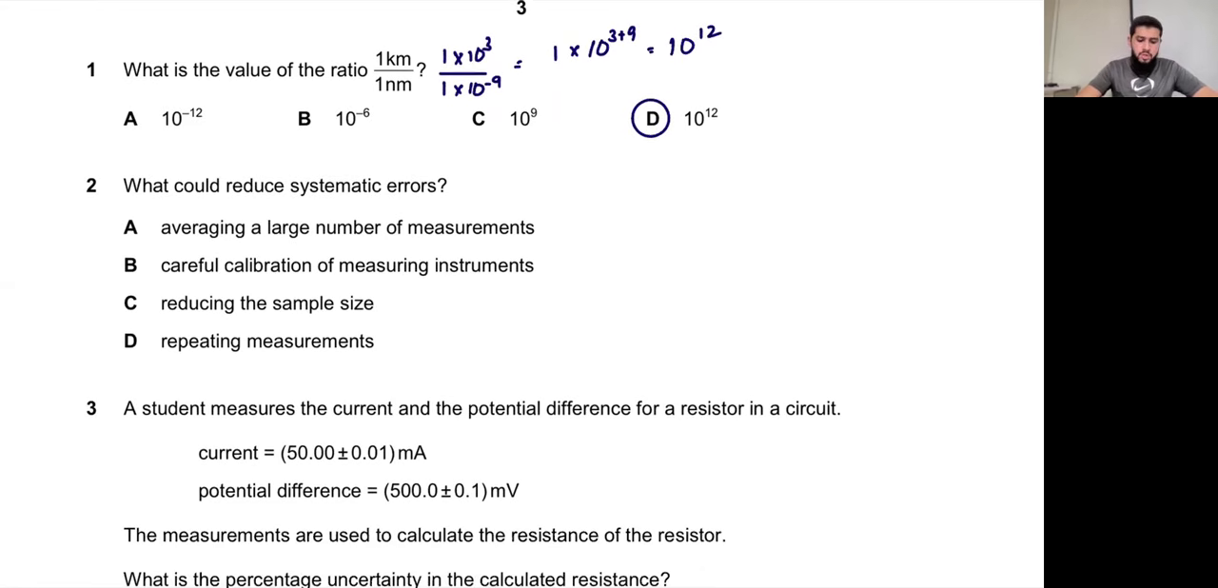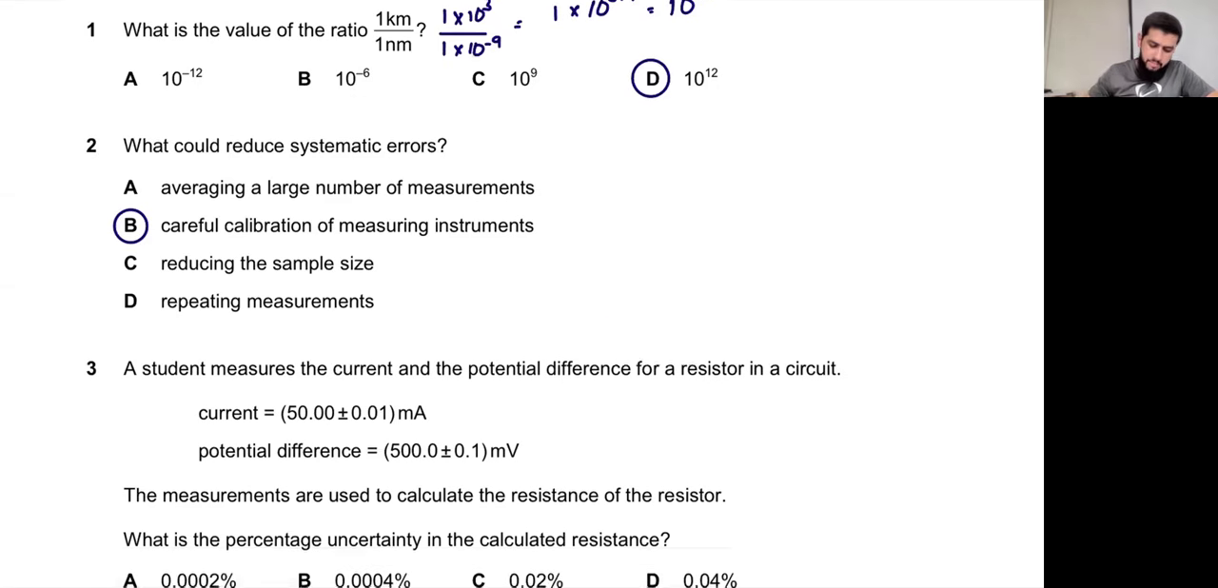Question 2 says, what could reduce systematic errors? Averaging a large number of measurements reduces random errors and not systematic errors. Careful calibration of measuring instruments, that is right. Calibration से systematic errors कम हो जाते हैं. Systematic errors is when your values are not close to the true value. That may be due to calibrations. Reducing the sample size, that does not help. Repeating measurements, that does not help. Repeating measurements help in case of random errors and not systematic errors.